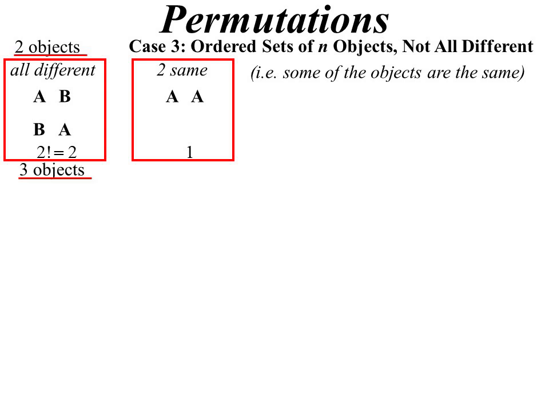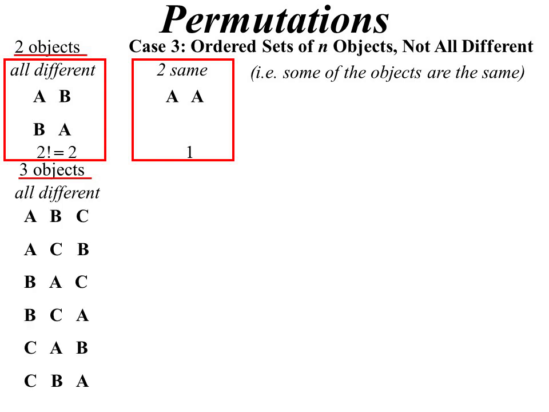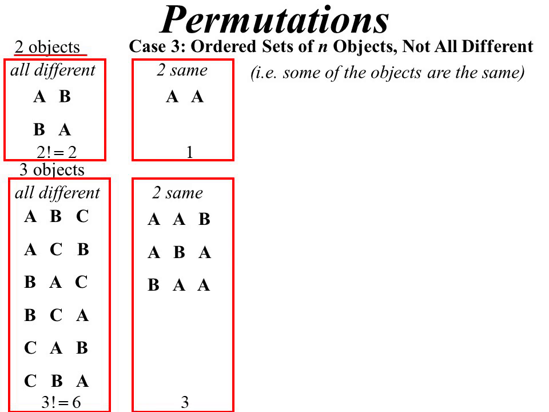Let's look at 3 objects again. Let's see if we can see a pattern. So if they were all different, A, B and C, and all the different ways I could arrange A, B and C, we said, oh, that's 3 factorial. There's 6 ways. Well, what happens if 2 of them are the same? So let's say I have 2 A's and 1 B. Then now there's only 3 ways of doing it. So how do I get from 6 to 3?